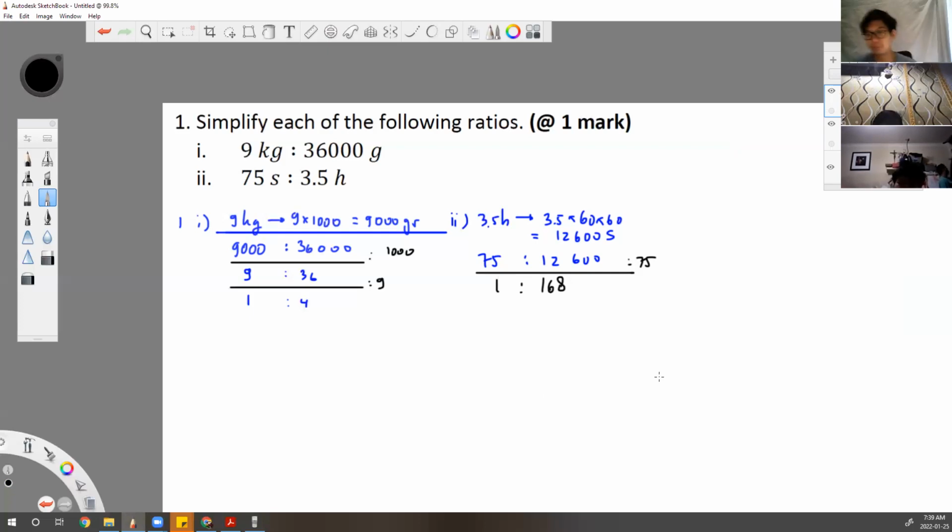That's the answer for number 1. I think it's quite simple, right? This will be the answer. Let's go for number 2.